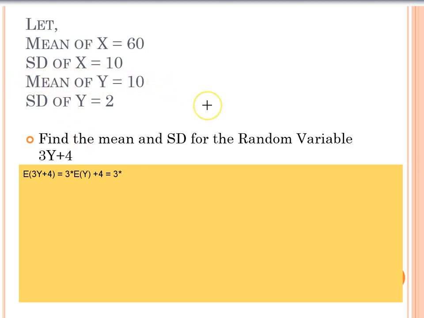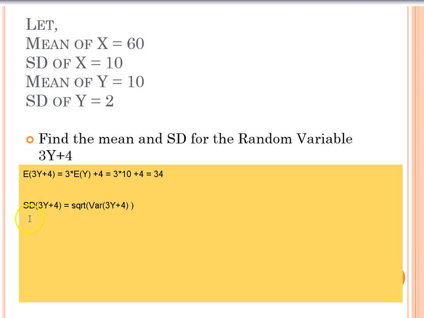It is the mean of y. That's 10. And then we're going to add 4, and so our expectation of this new random variable is 34. Let's move on to doing the standard deviation of this random variable.